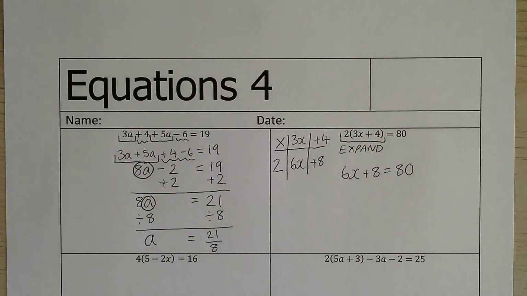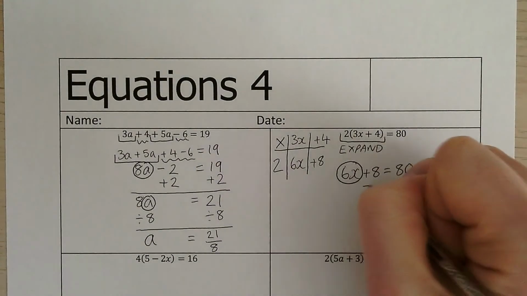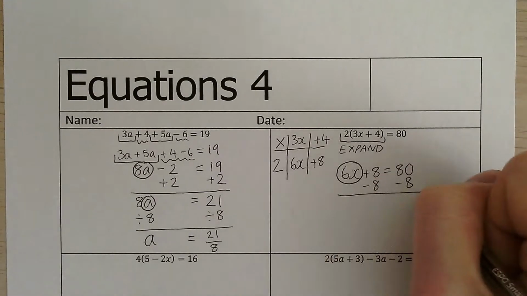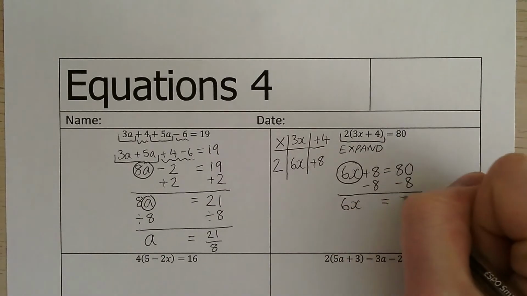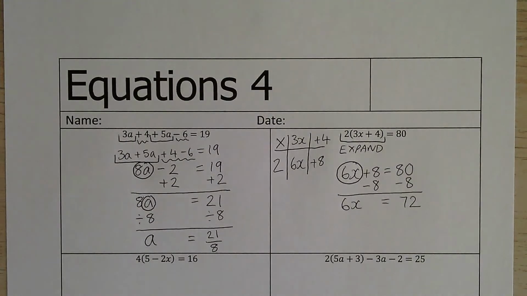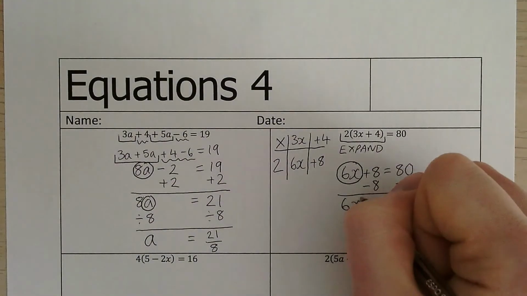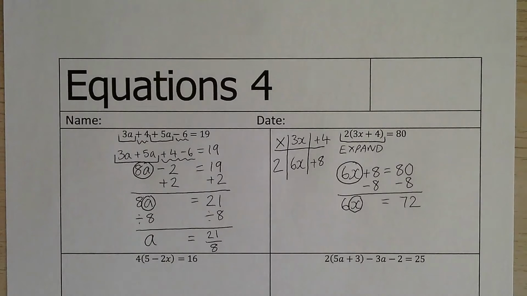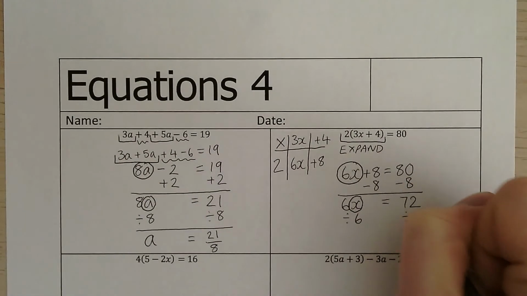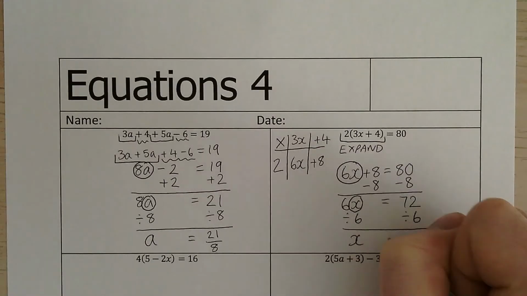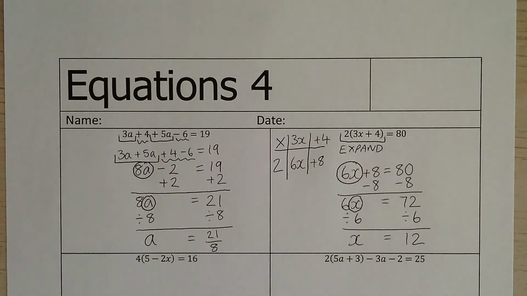Now that we have an equation that we feel familiar with, we just use our regular equation solving method. We circle the term that the variable is in, and we need to undo the add 8. So we will subtract 8 from both sides, leaving us with 6x equals 72. And now we need to isolate the variable. So we circle the x, and we need to undo the times by 6. So we will divide both sides by 6, leaving us with the answer x equals 12.